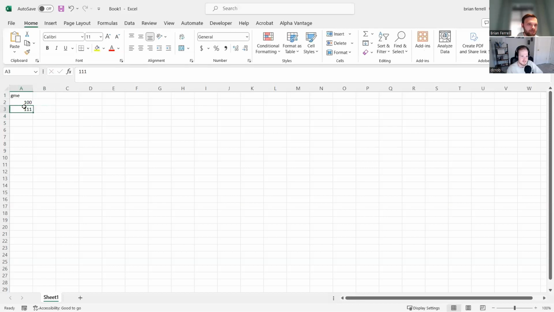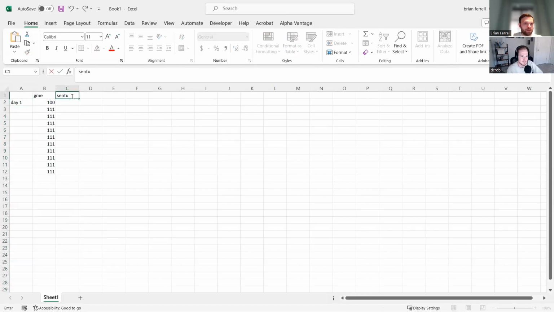was 111, and you just kept it going. And let's say that this was like day one. Let's say that they had a sentiment score. Let's say that today's sentiment score was really positive, so 0.99.